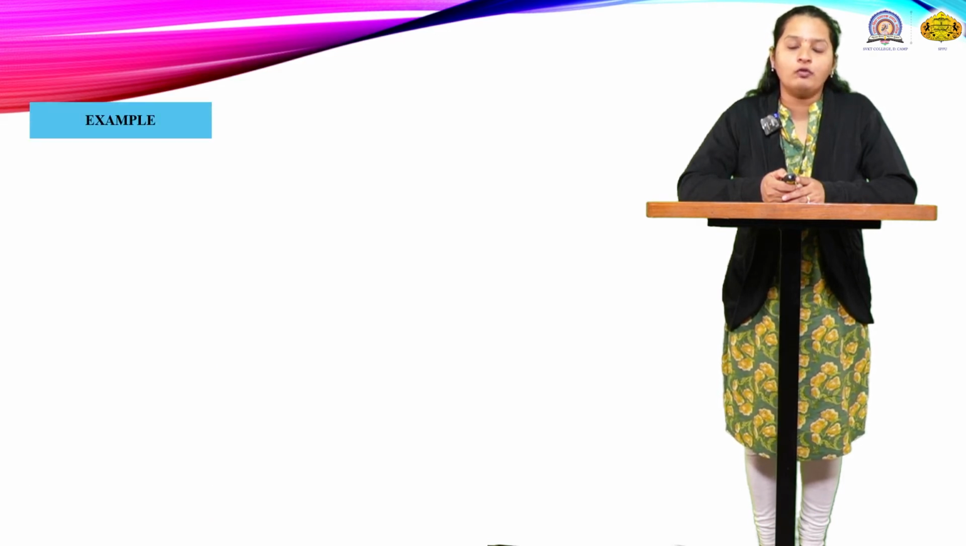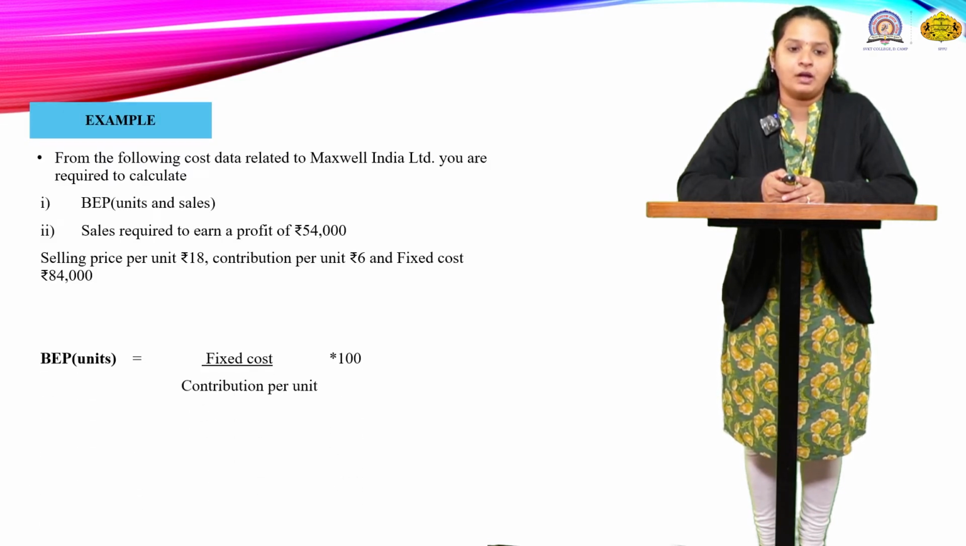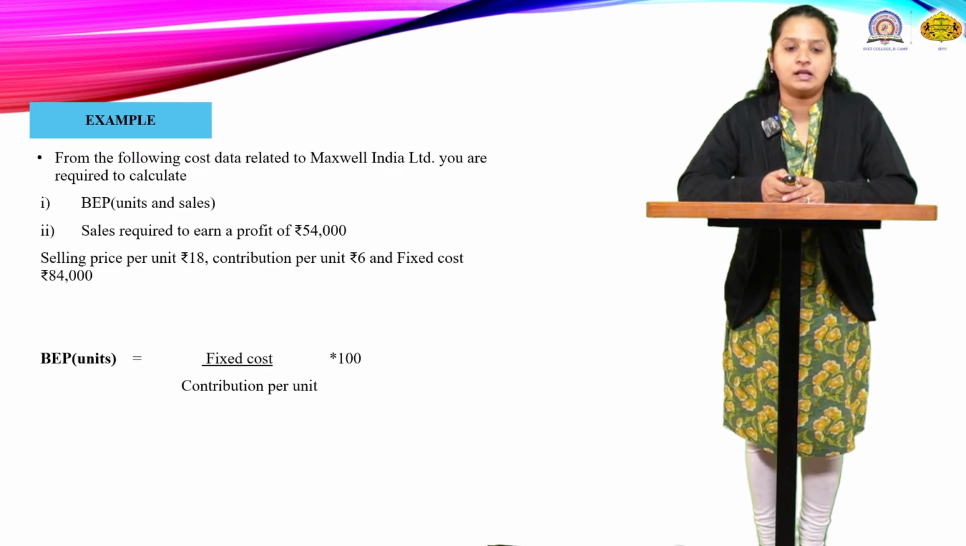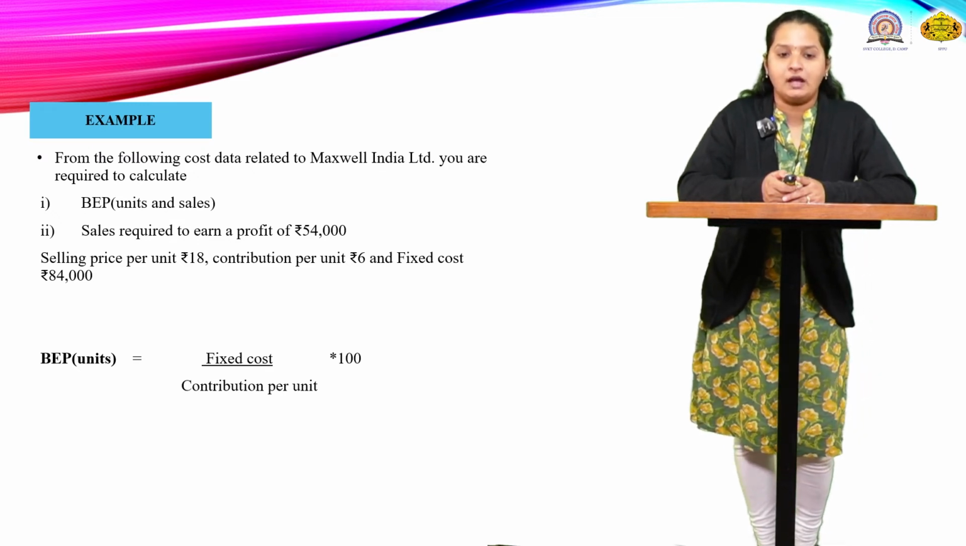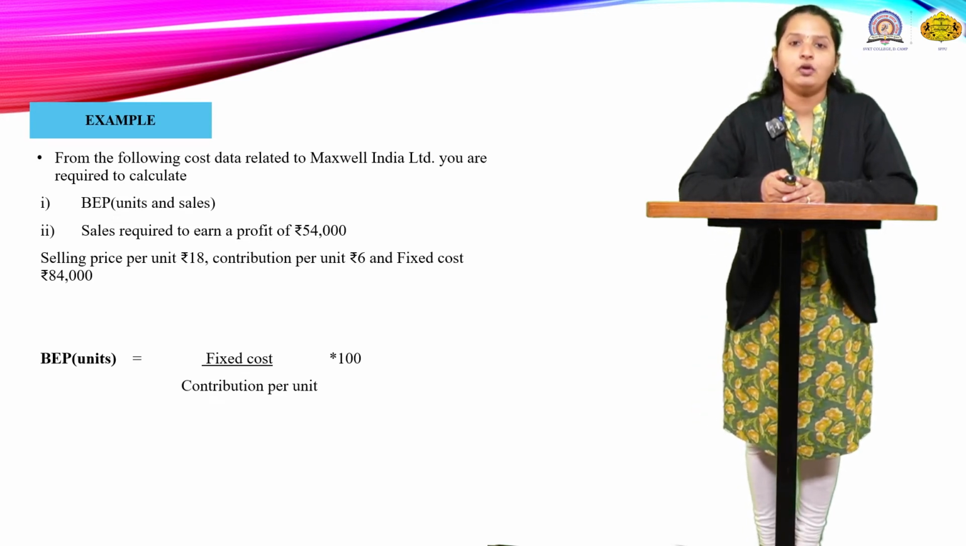Now, let us move forward to the next example. From the following cost data related to Maxwell India Limited, you are required to calculate BEP units as well as sales, and sales required to earn a profit of rupees 54,000. They have given us the selling price per unit rupees 18, contribution per unit rupees 6, and fixed cost is rupees 84,000. So, let us solve it.